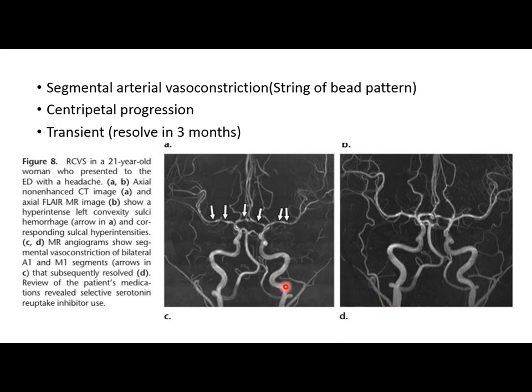MRA, we see this beading pattern. It is a bilateral beading pattern, but the most important thing is that this is a reversible disease. This vasoconstriction and this beading pattern is transient. This is the same image, the same patient, after 3 months, it's completely resolved, and it shows normal vessels.